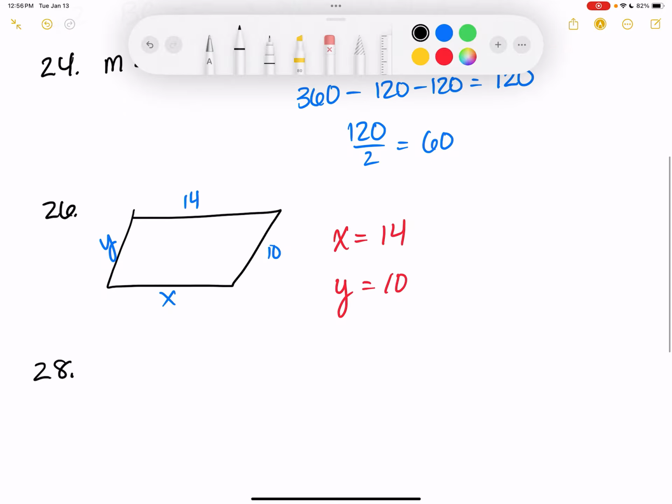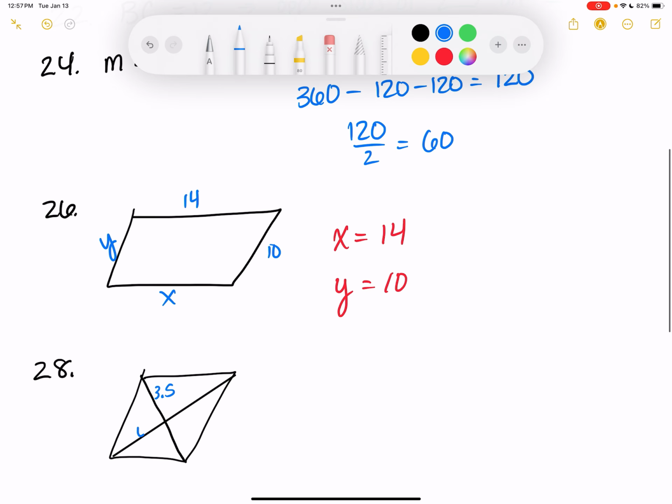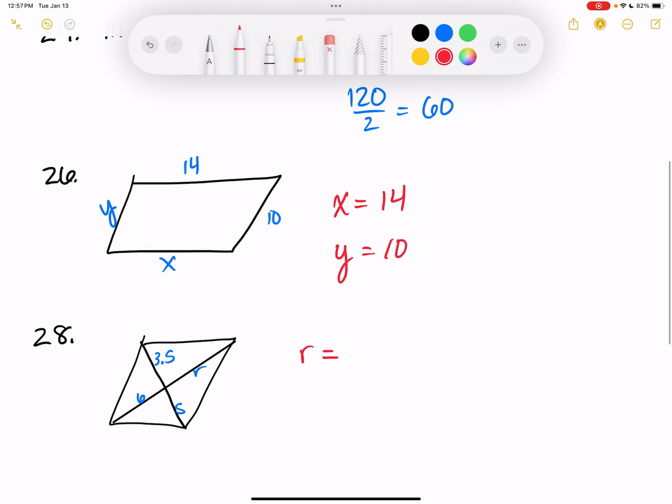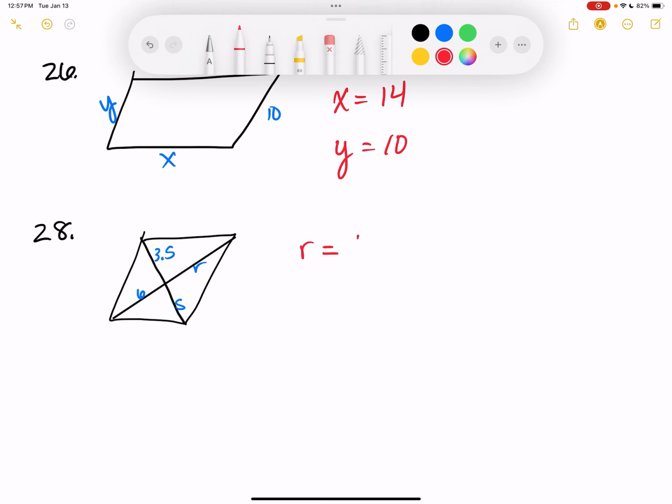28. We have another parallelogram with diagonals this time. This one is 3.5, this one is 6, this is R, and this is S. On these diagonals, what is R? R is equal to 6, and S is equal to 3.5.